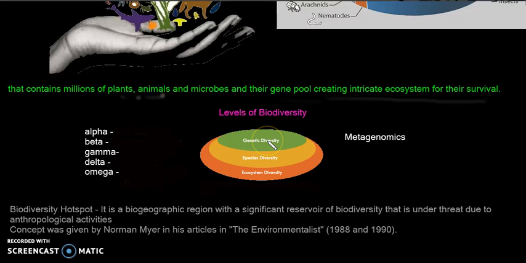So we were talking about levels of biodiversity. The levels of biodiversity are of three types: genetic biodiversity, species biodiversity, and ecosystem biodiversity. Genetic biodiversity, or genetic diversity, deals with the diversity at the level of DNA sequences. It has been seen that even in a single species, different individuals might have different DNA sequences.